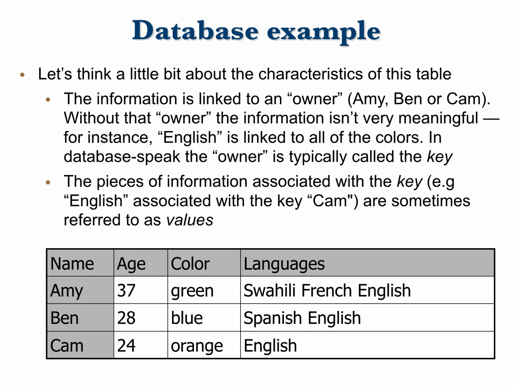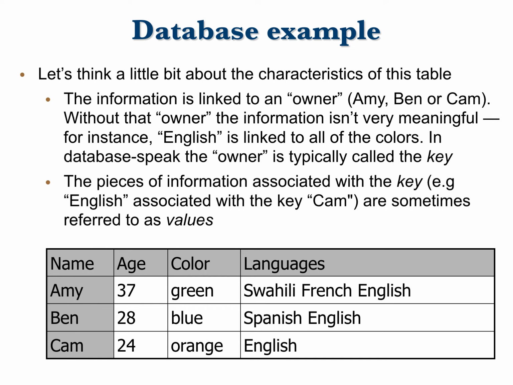Note that the key is special. Consider, for instance, the language English. The language English is not a key in the database. If it was, then we could uniquely associate other items with it. But English is, reading backwards, associated with green. It's also associated with blue. It's also associated with orange. It's associated with all of Amy, Ben, and Cam, the people. So one of the important aspects of a database is that we're tying the reference information to something, and that something is called a key.